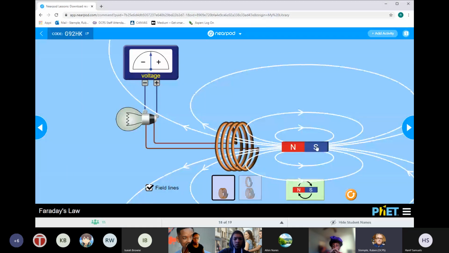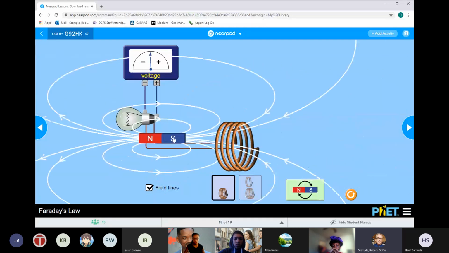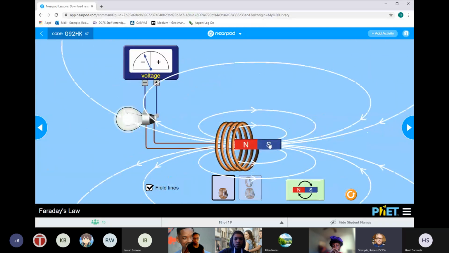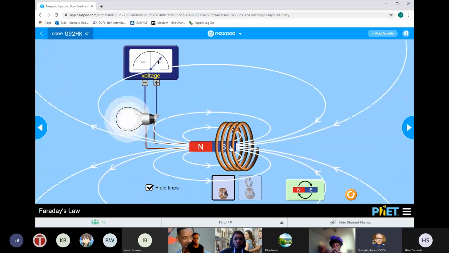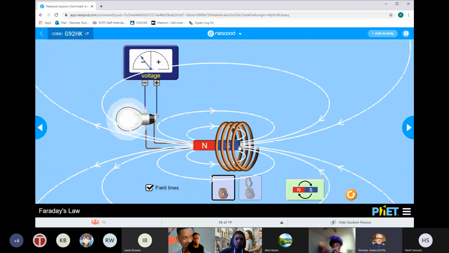The other thing I want you to notice is if I move it this way, the voltage is high negative while the negative part of the magnet goes through. And as the positive part of the magnet goes through, it creates this high positive voltage.